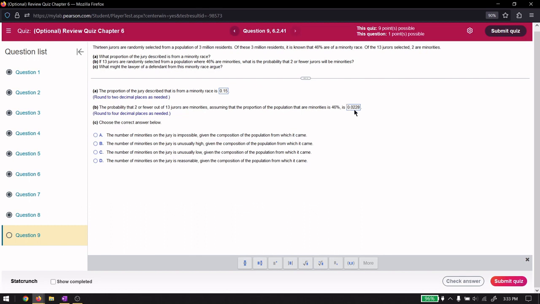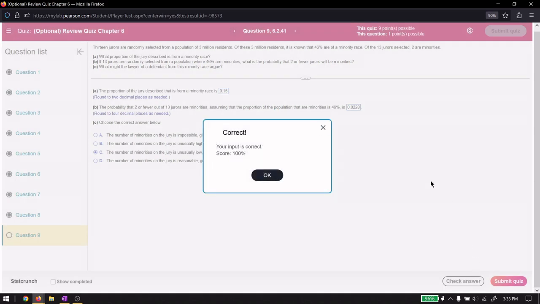And that should tell you that this is extremely low, right? That's less than 5%. So that's an extremely low probability. So the number of minorities on the jury is not impossible. It's definitely not impossible. It is unusually low, though. You can see that, right? We would expect this proportion to be close to this 46%, but it's not. This is a lot lower than it should be, given the composition of the population. And that's correct.